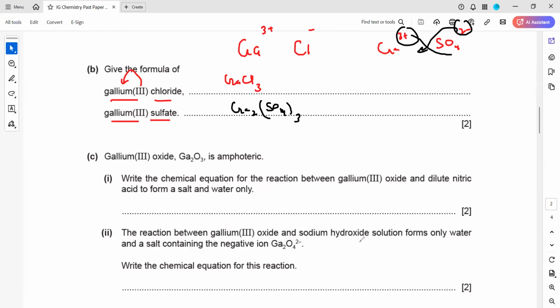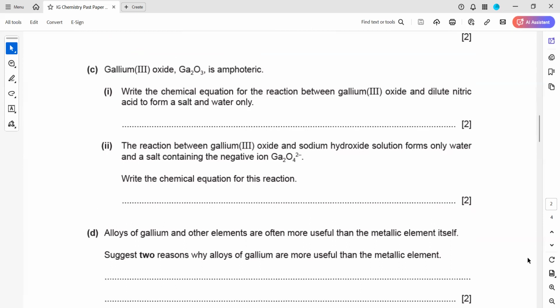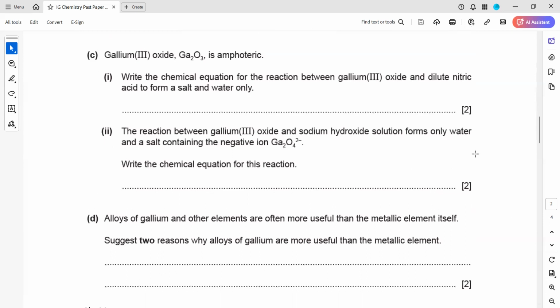How to find the sulfate, nitrate, carbonate? You have to memorize these valencies that were there in the group chapter, topic 2. So you have to memorize these valencies. The next is gallium(III) oxide, whose formula is shown, is amphoteric. What is the meaning of the term amphoteric? Amphoteric means it can react with both acid and alkali.